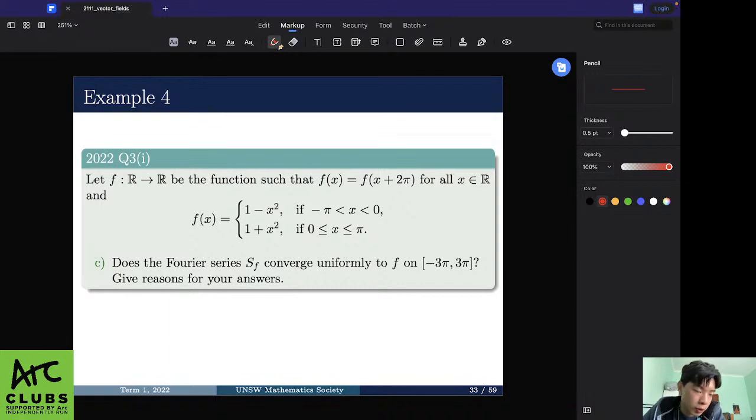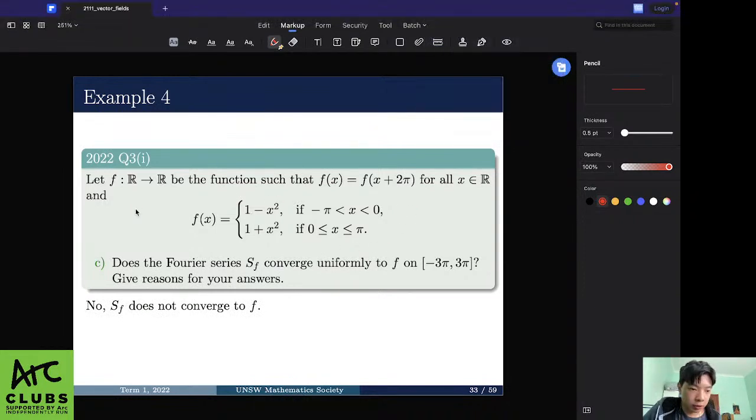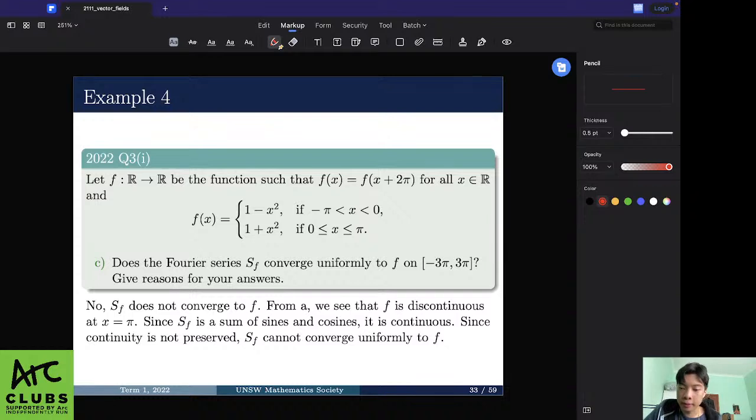In this case, we have the same question that we just did. And what we might see is that, no, it does not converge uniformly. The reason is because from A, we see that f is discontinuous at pi, because it was something like this, right? Since it's a discontinuity, it's not going to be able to converge uniformly. And of course, our Fourier series is a sum of sines and cosines, so it's continuous. This is generally what you would write in your exam: one is discontinuous, the other is continuous, so it cannot converge uniformly.